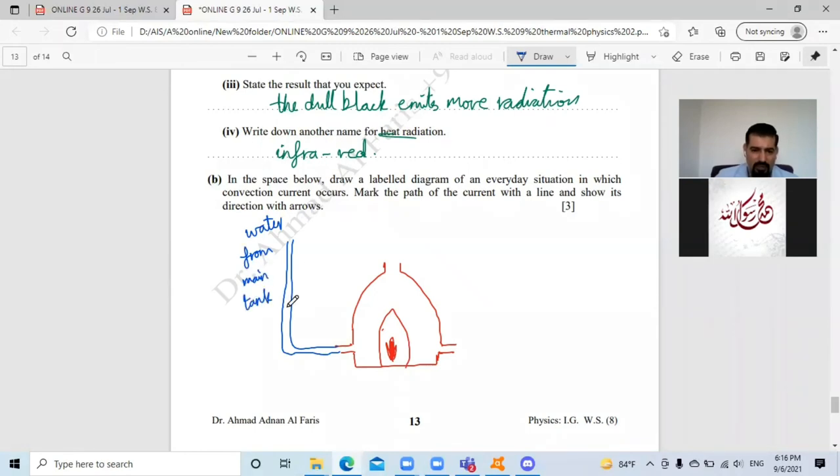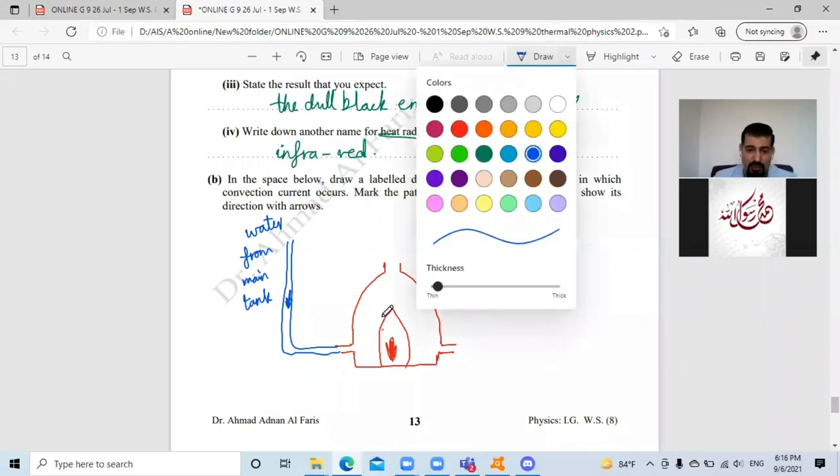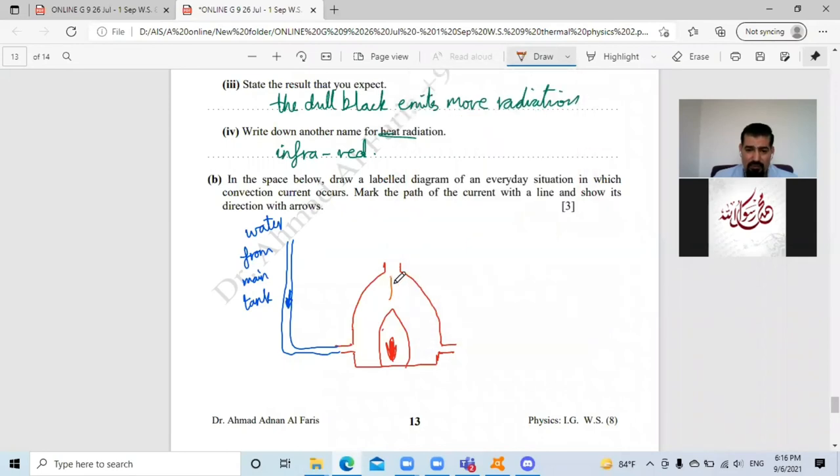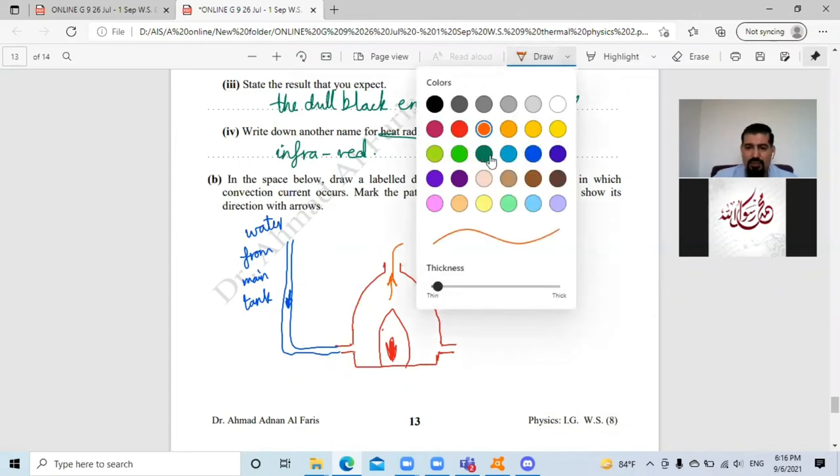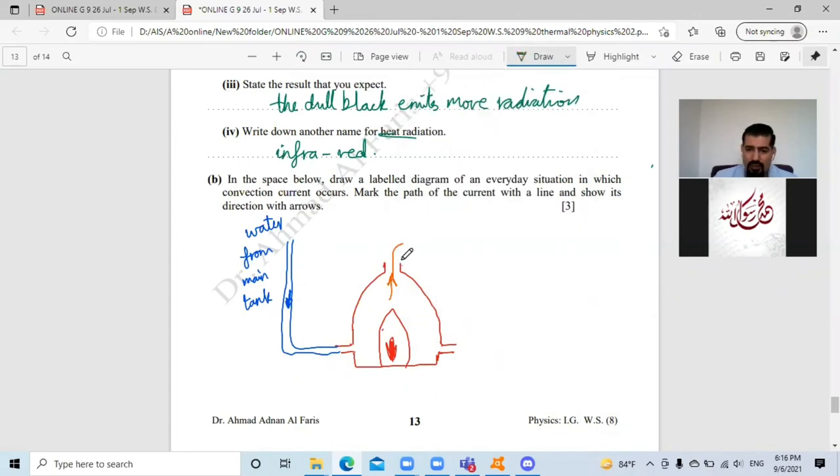How does the water from the main tank go? It goes down, like this. As it's heated, it expands and goes where? Up by convection current. Here, this one is connected to what? It's connected to a reservoir or a tank that has only hot water in it.